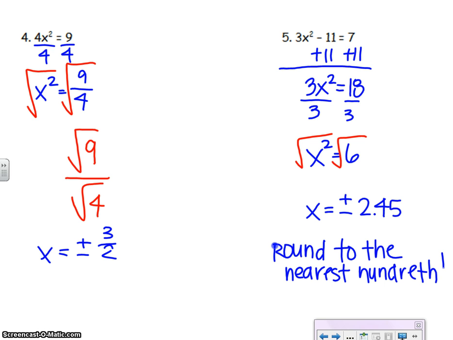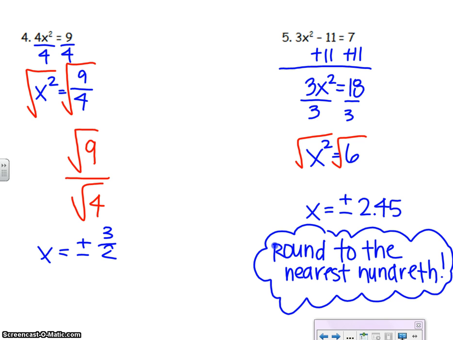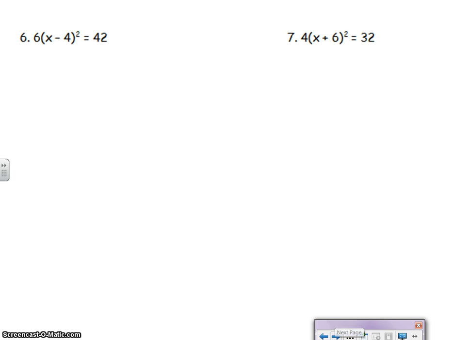So you're going to go ahead and round to the nearest hundredth, 2 decimal places. Okay, so far we've only had x being the thing that is being squared. We're going to look at these last 2 examples that are a little bit more complicated.